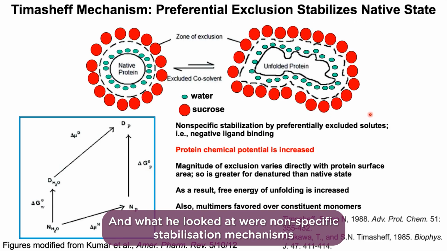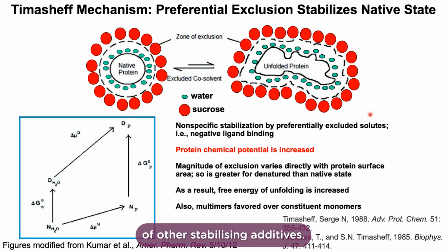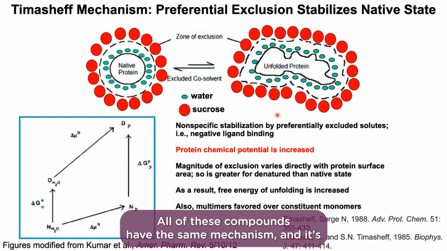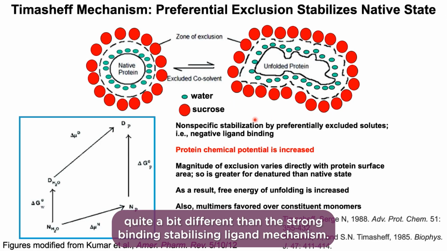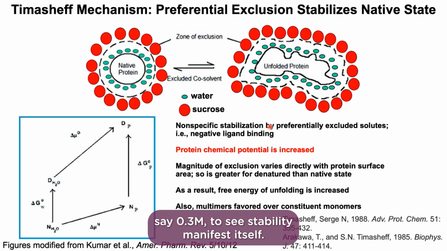And what he looked at were non-specific stabilization mechanisms by compounds like sucrose and a number of other stabilizing additives. We call them excipients. He called them co-solvents. In biology, they call them osmolytes. We also call them cryoprotectants. All of these compounds have the same mechanism. And it's quite a bit different than the strong binding stabilizing ligand mechanism. First off, it usually takes a fairly high concentration, say 0.3 molar, to see stability manifest itself.